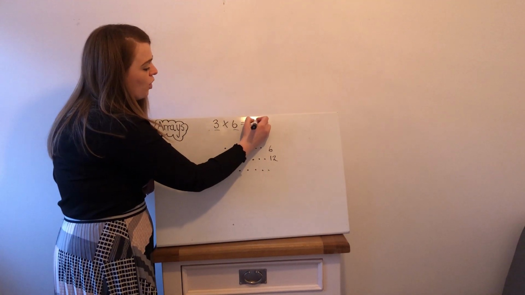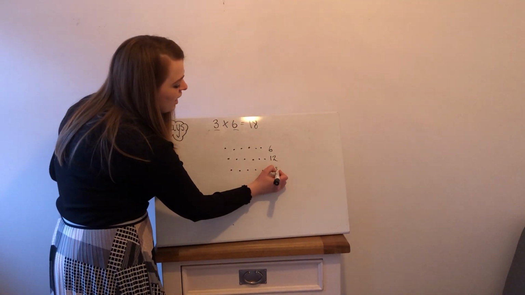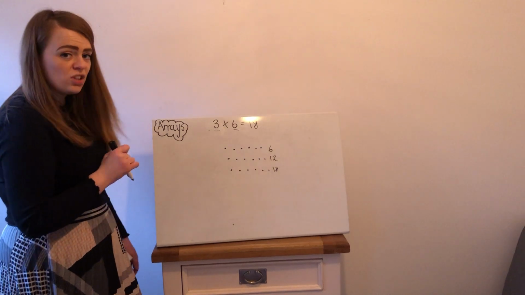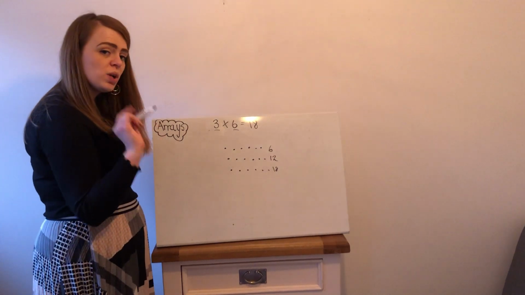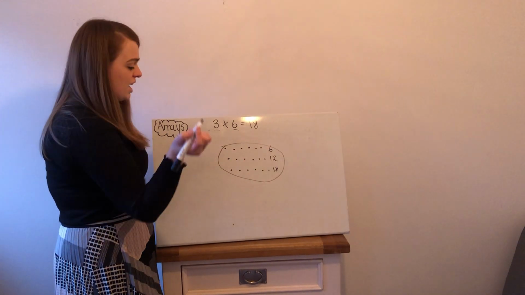So I've got 18. Now, boys and girls, you might have done this in a different way. You might have shown 6 rows of 3. So I'll show you that way as well. I'm just going to circle that so I remember that that was my first array.